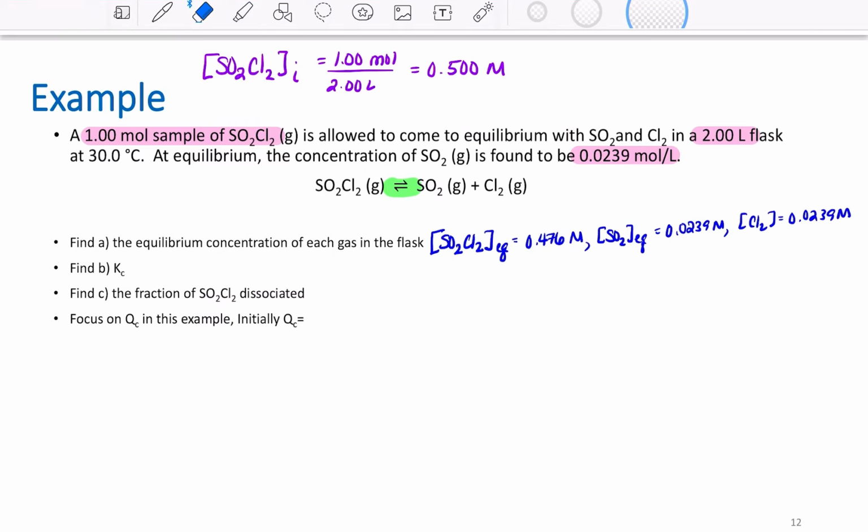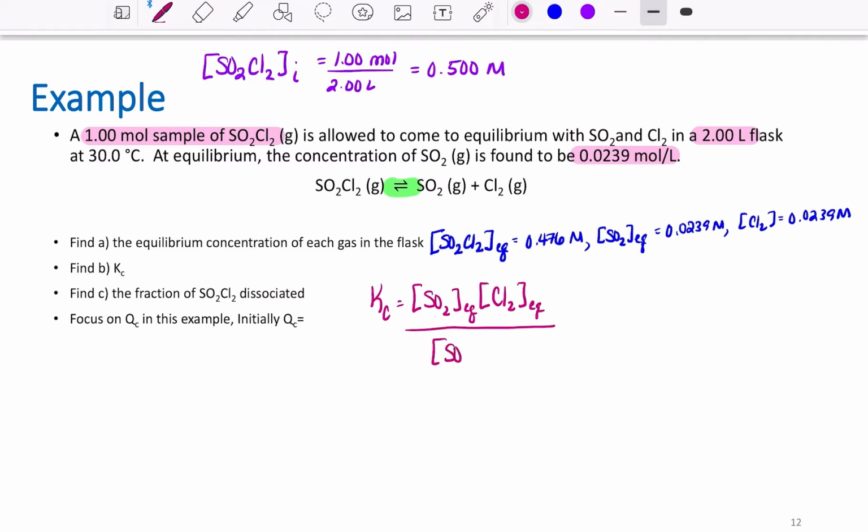Now, find Kc. That doesn't just mean the Kc expression. If I just wanted the Kc expression, I would say just expression. Find Kc tells me that I want to know the value of Kc. So, how do I write out my Kc expression? That's that products over reactants thing. Kc will be equal to the concentration of SO2 at equilibrium times the concentration of Cl2 at equilibrium divided by the concentration of SO2Cl2 at equilibrium. We don't have anything raised to any powers because we don't have any coefficients in the reaction itself.